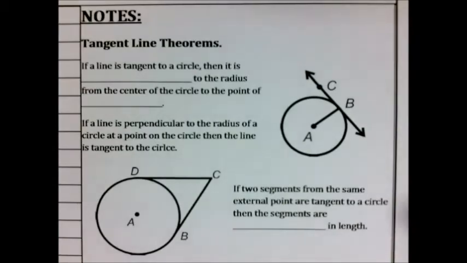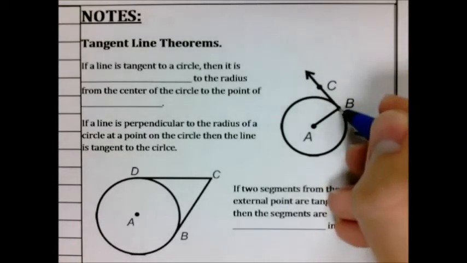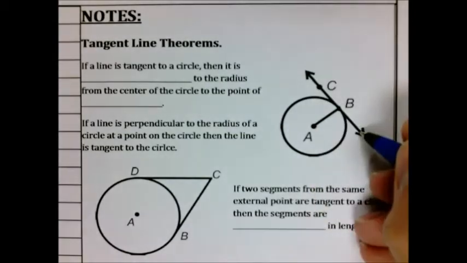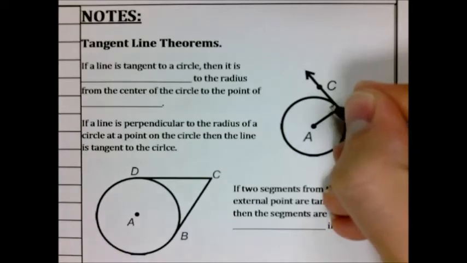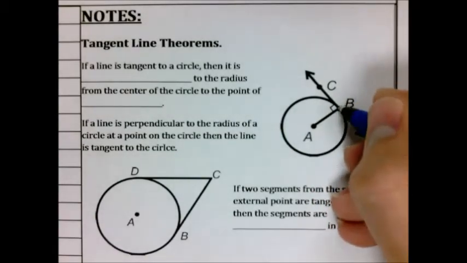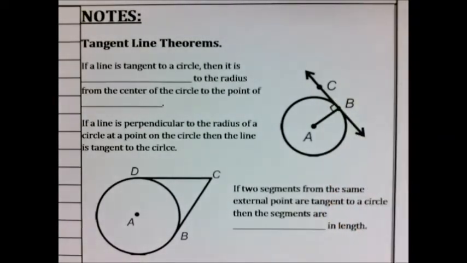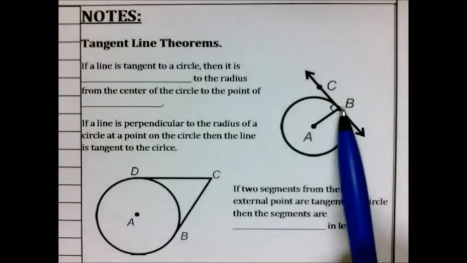okay? So remember, point of tangency is that point in which it connects with the circle. And so what that means then is that if this is truly tangent, then it will be perpendicular to the radius that is formed from the center to the point of tangency. So this would be a right angle then. That would be a 90-degree right angle. So now, conversely, if a line is perpendicular to the radius of a circle at a point on the circle, then the line is tangent to the circle.